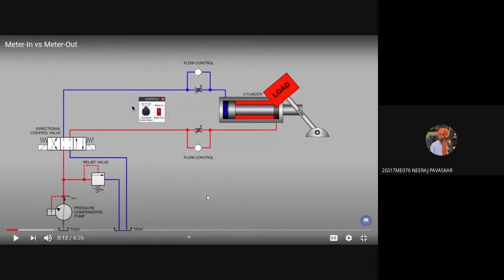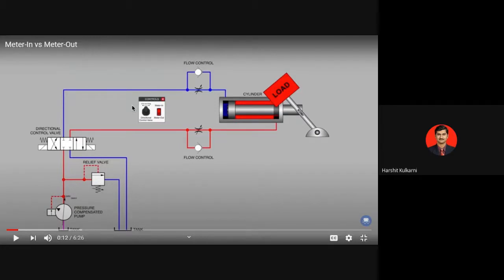Yes, sir. Okay. So this is meter in versus meter out. Both you are going to understand through this video. Meter in we have conducted this week. Next week it may be a fluid machines experiment, and the last experiment for you will be meter out, which we will conduct after 2 weeks. So let us first understand the theory behind meter in and meter out.